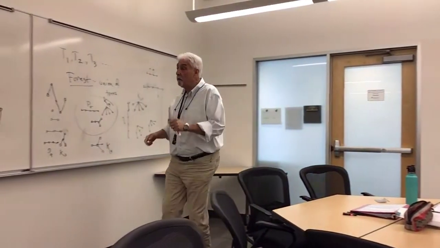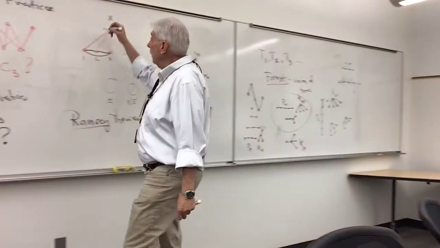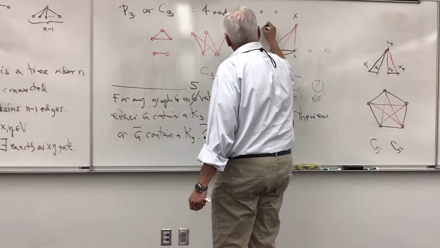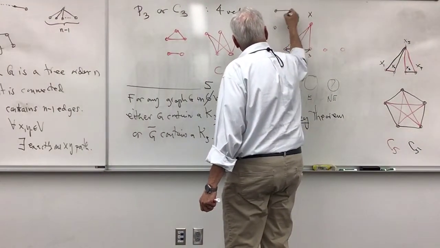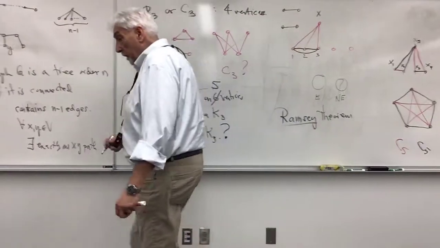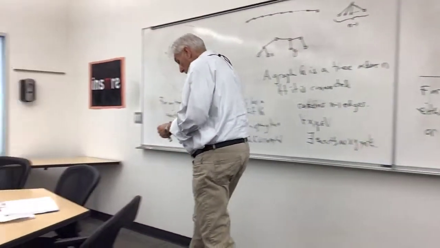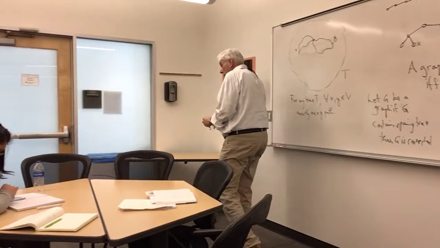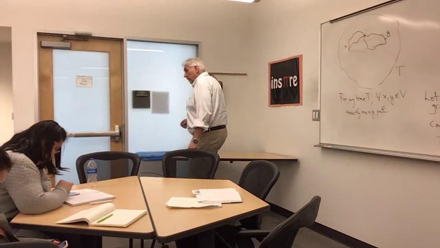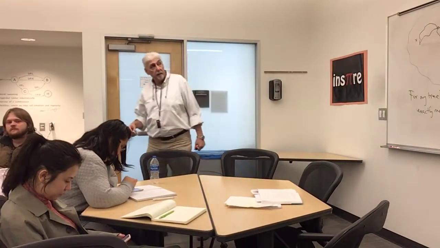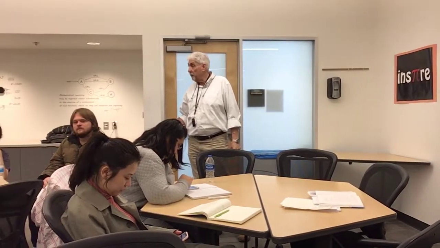It's not hard. 4 vertices. Okay. That graph contains, does that graph contain a black P3?